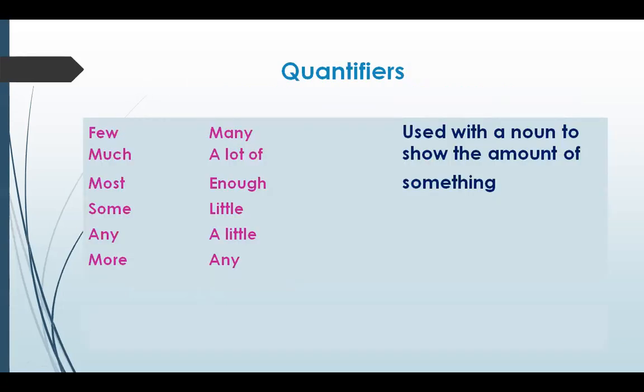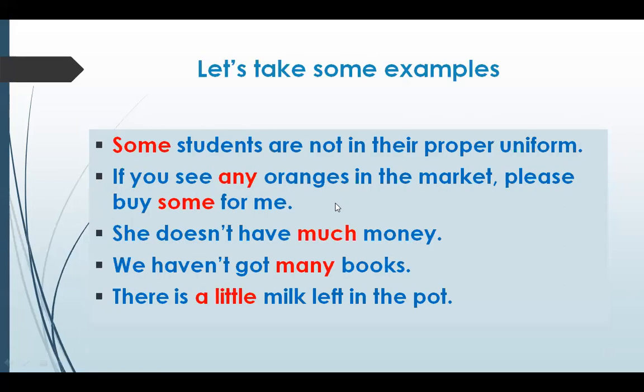Next are the quantifiers. Quantifiers are the words which show the amount of something. Few, much, most, some, any, many, a lot of, enough, little, all these which refer to the amount. Now, see these examples. Some students are not in their proper uniform. If you see any oranges in the market, please buy some for me. She doesn't have much money. We haven't got many books. Now see here, we see these determiners used with both nouns which are in number and which are in quantity.